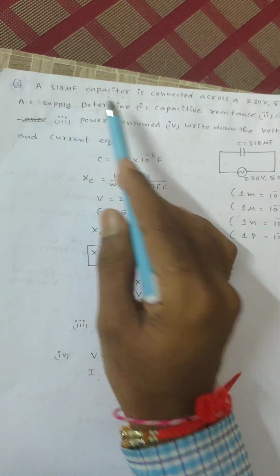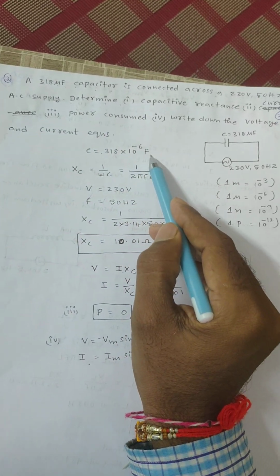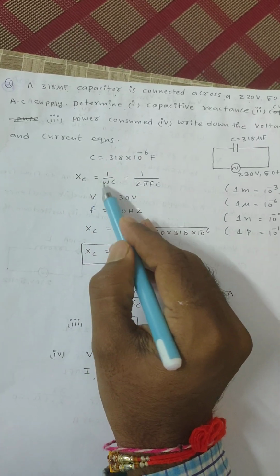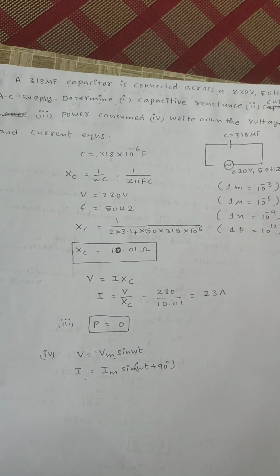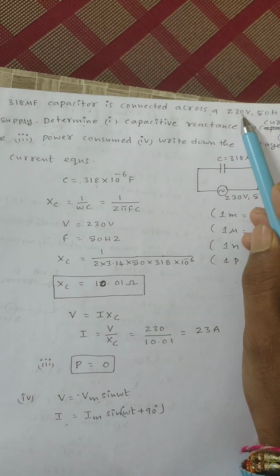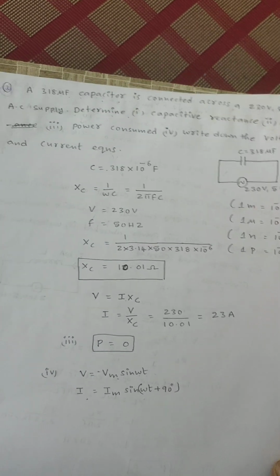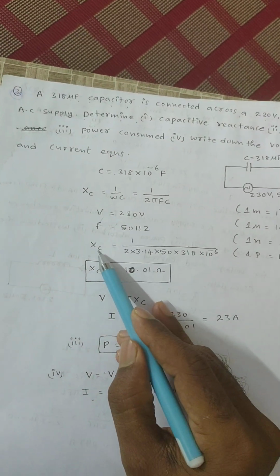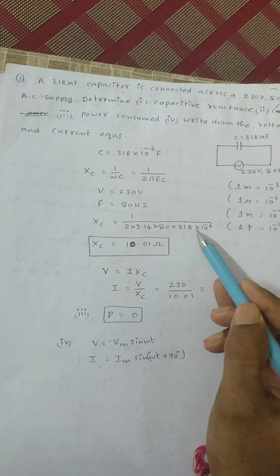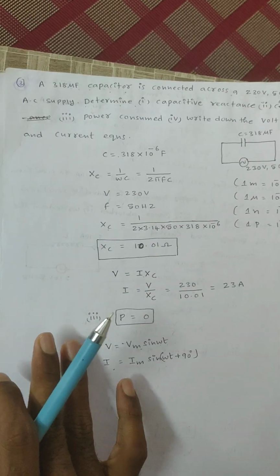Capacitance value is given, right? 318 micro means 10 to the power minus 6 farads. Then we already know the capacitive reactance formula: Xc is equal to 1 by omega C, that is equal to 1 by 2 pi f C, right? Here supply voltage is given as 230 volts, 50 Hz, that means f is also given. Then Xc is equal to 1 by 2 into 3.14 into 50 into C value, right? Then I will get the Xc value as 10.01 ohms.